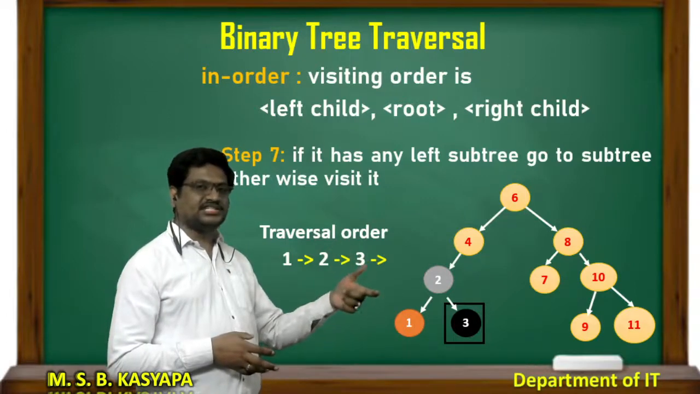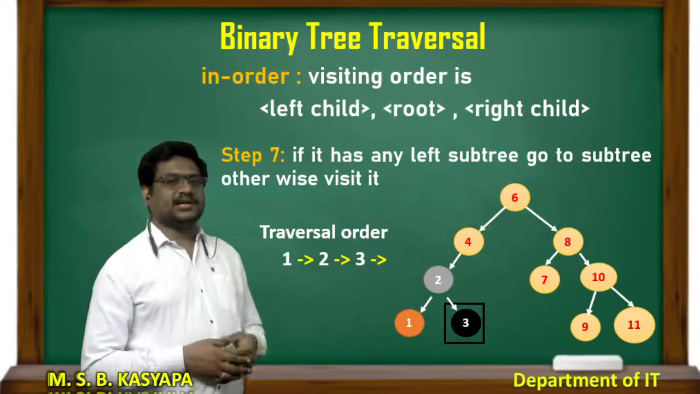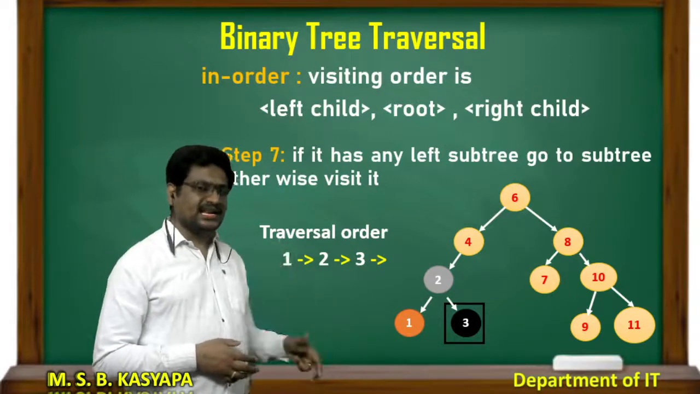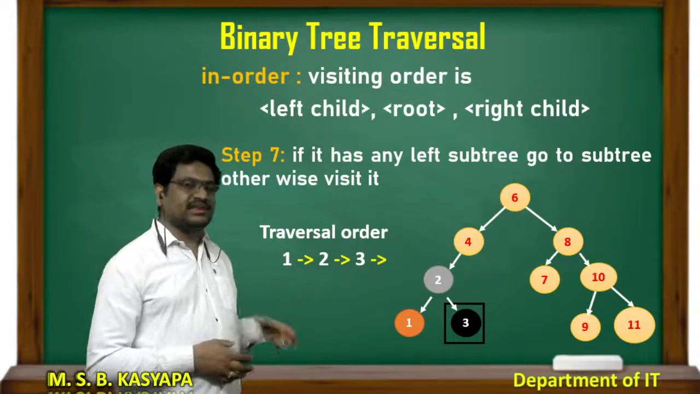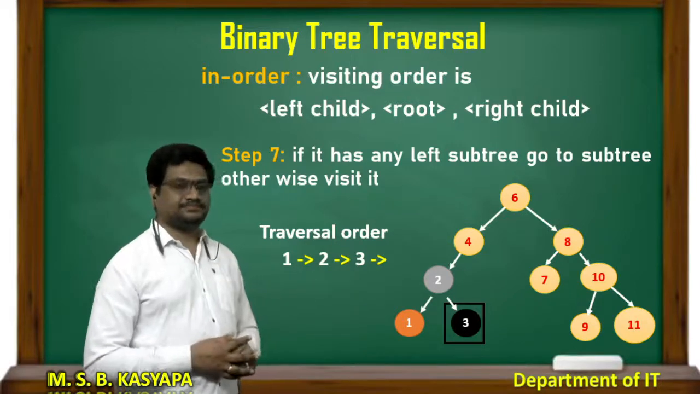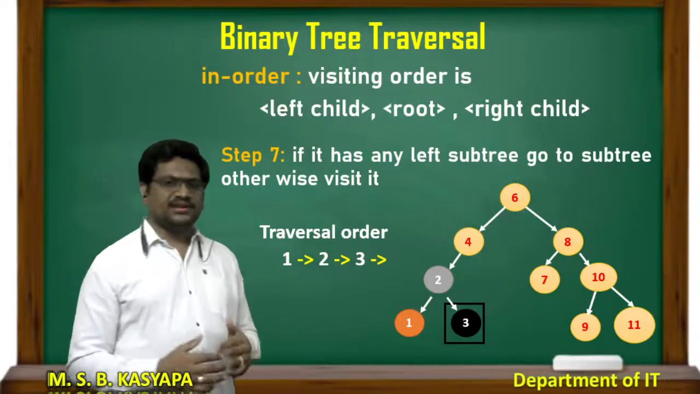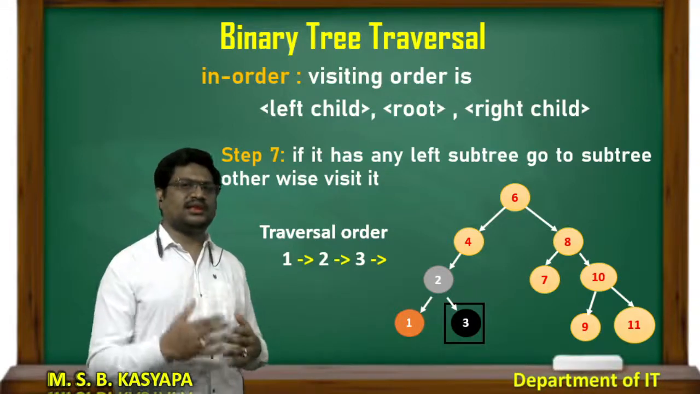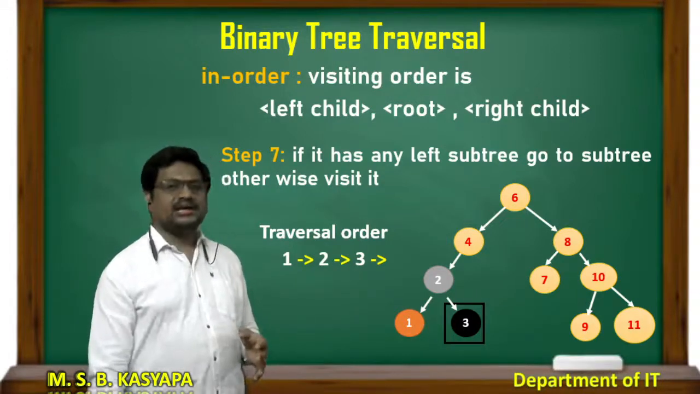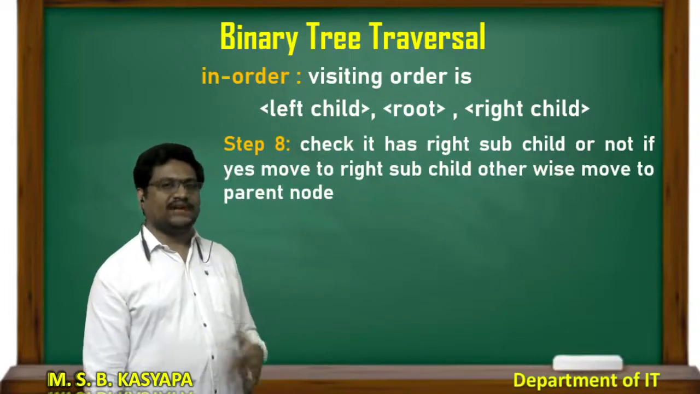If it has a right child, I have to move to the right child and check whether it has any left subtree or not. If it doesn't have any left subtree, then I have to visit 3. Same process. Okay, so I have visited 3. Now the traversal is 1, 2, 3. Now I am checking whether 3 has any right child or not. So it doesn't have any right child.